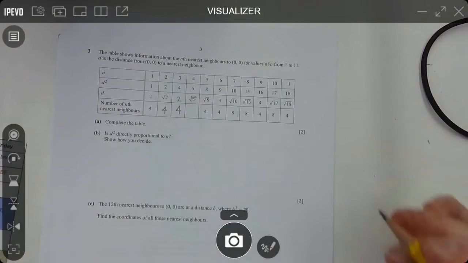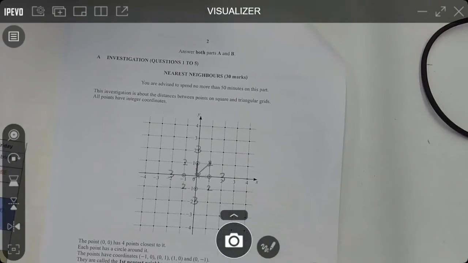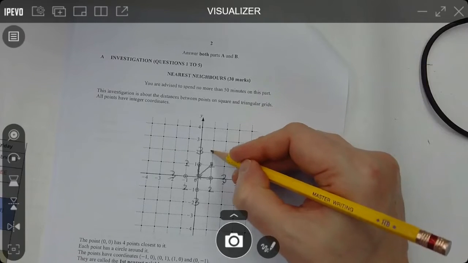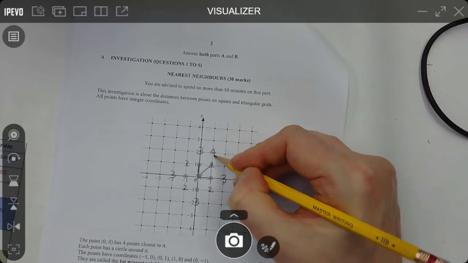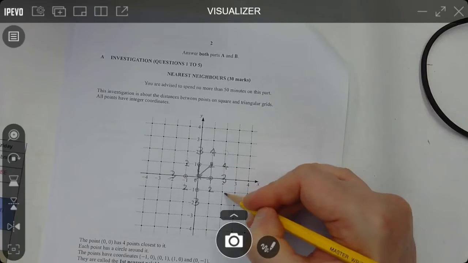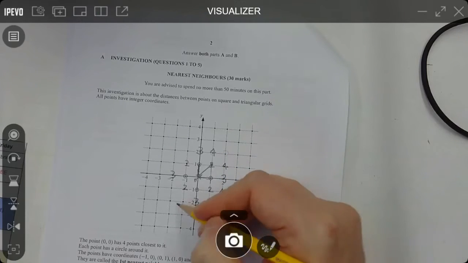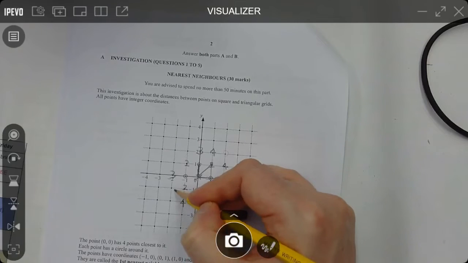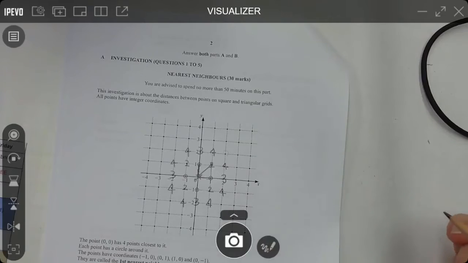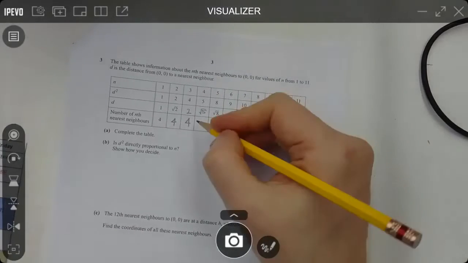And now we've got to get the fourth nearest neighbour. It wouldn't be this one here, that's a little bit further away. These ones are a bit closer, so that would be the fourth nearest neighbour, and that's going to be the same distance. So that's also going to be the fourth nearest neighbour, as is that, as is that, and the rest of those. So there are 8 fourth nearest neighbours.